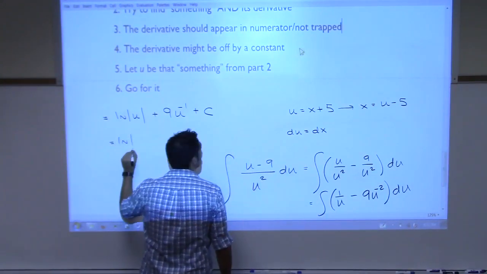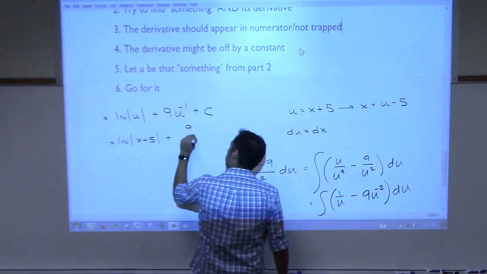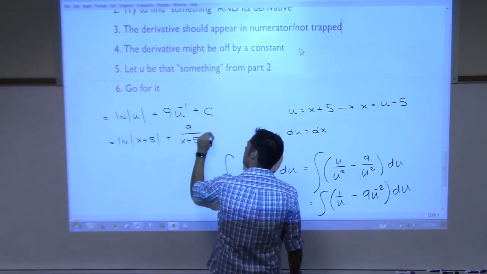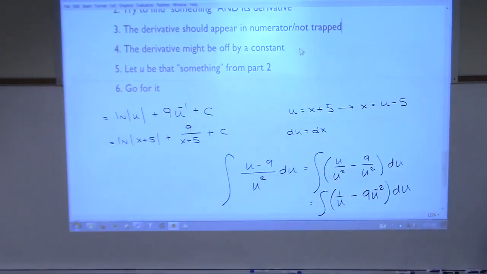Okay. Let's just replace u. Natural log x plus 5 plus 9 over x plus 5, because I just didn't feel like leaving it to the negative 1 power, so I dropped it all down. There's your antiderivative. Good.